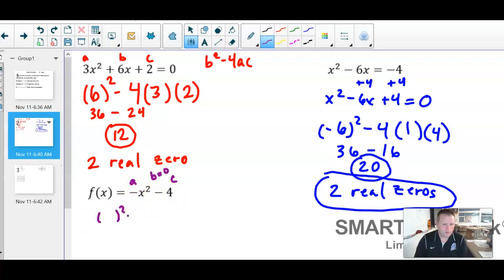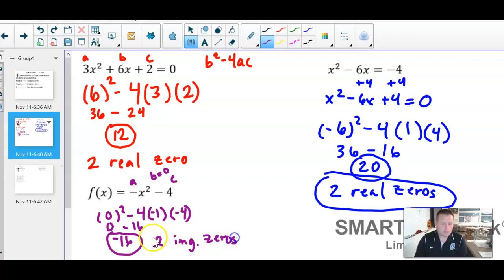So again, I just use my formula that I have. B goes here, which is 0. A goes here, which is -1, and then C goes here, which is -4. This will give me 0, and then I get -16, which that whole thing gives me -16. So there's my discriminant. Again, if I have a negative value, then that means there are two imaginary solutions, or zeros, whichever way you want to put it. It doesn't matter.